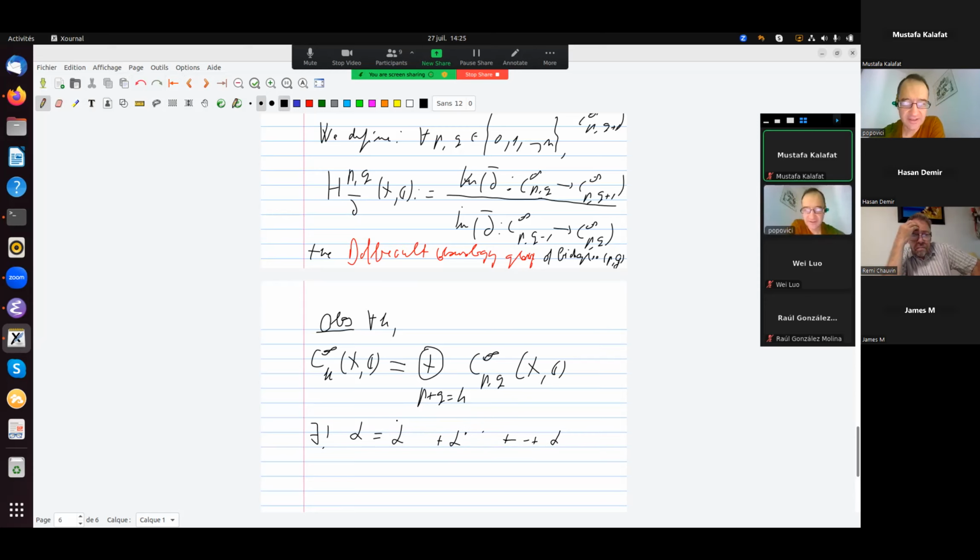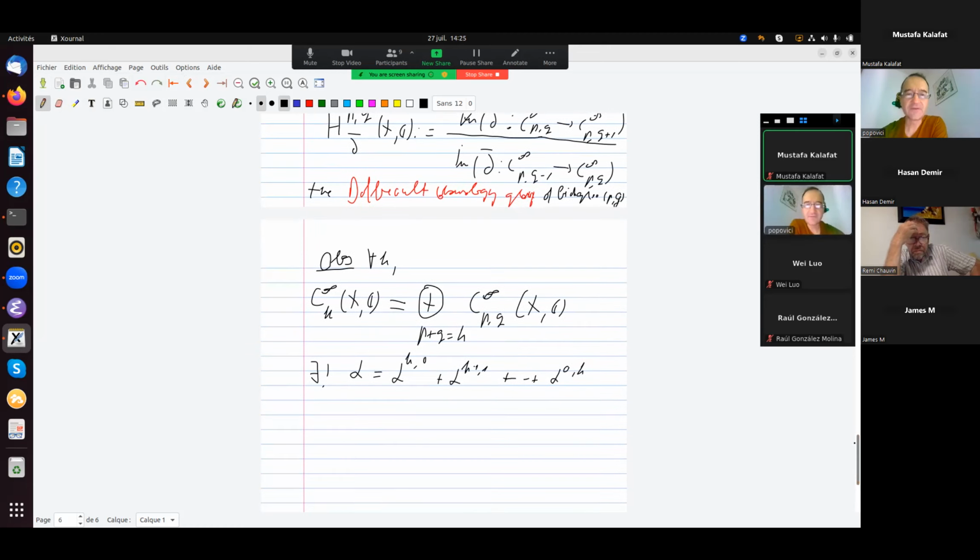Right, if alpha is a k-form, alpha = alpha^{k,0} + alpha^{k-1,1} and so on, up to alpha^{0,k}. So at the level of forms, we always have a decomposition, right? And this decomposition depends on the complex structure. This is what the complex structure does, because the bi-degree is actually induced by the complex structure.